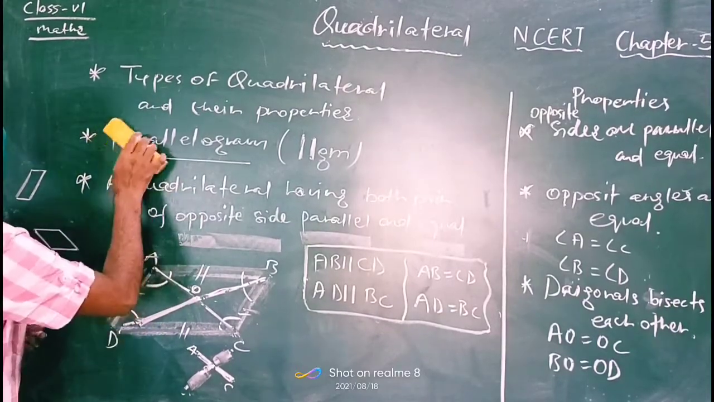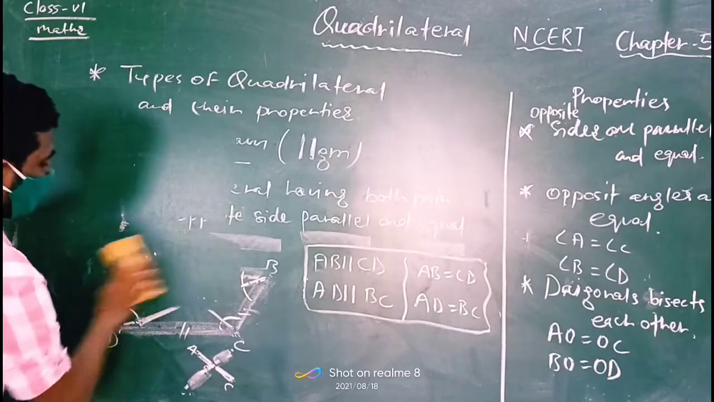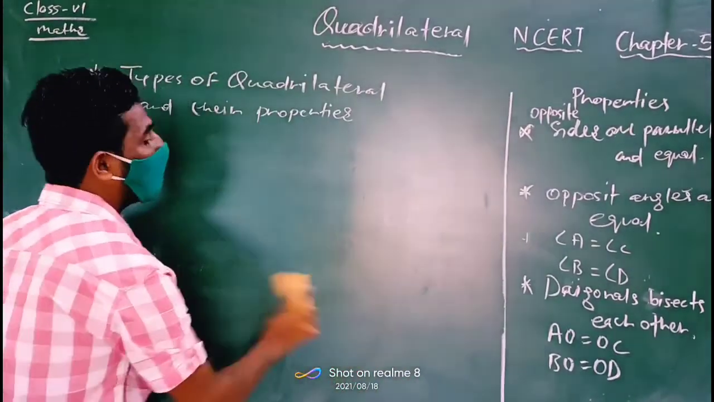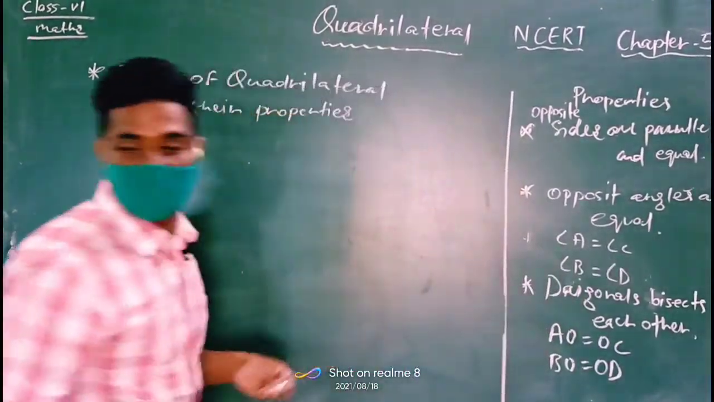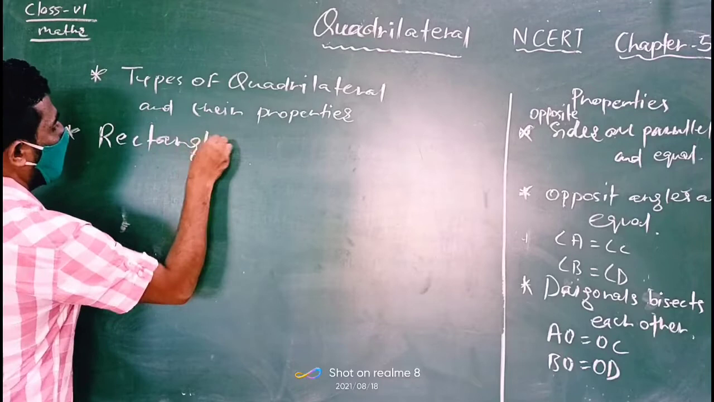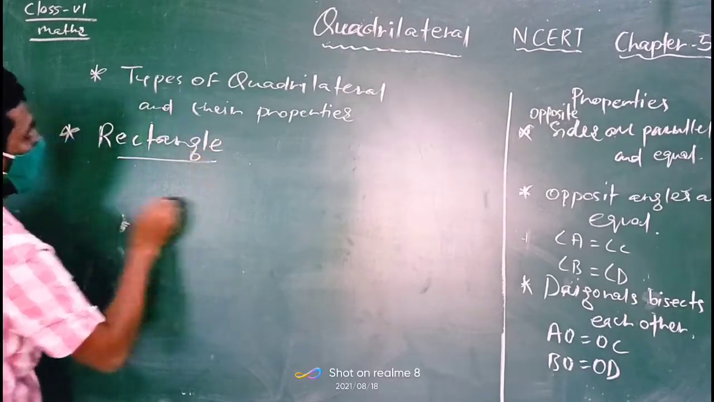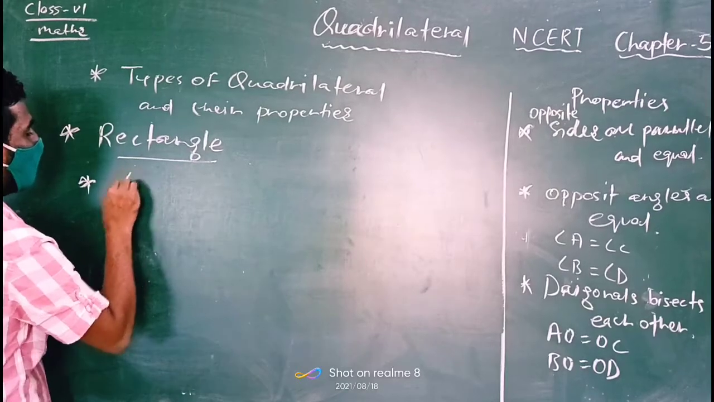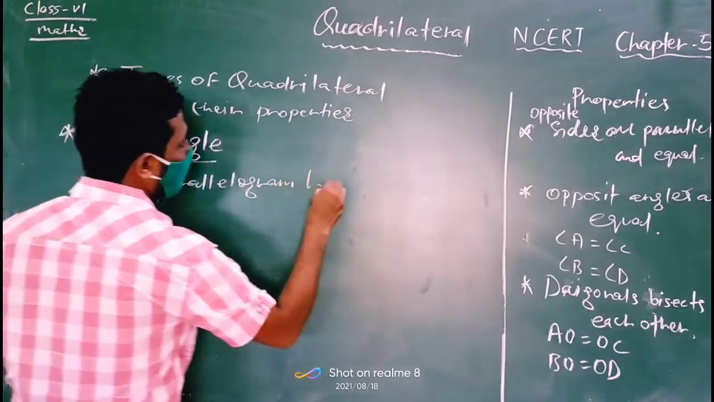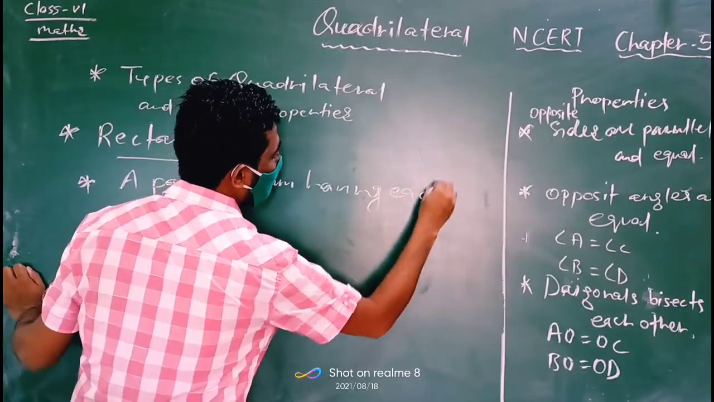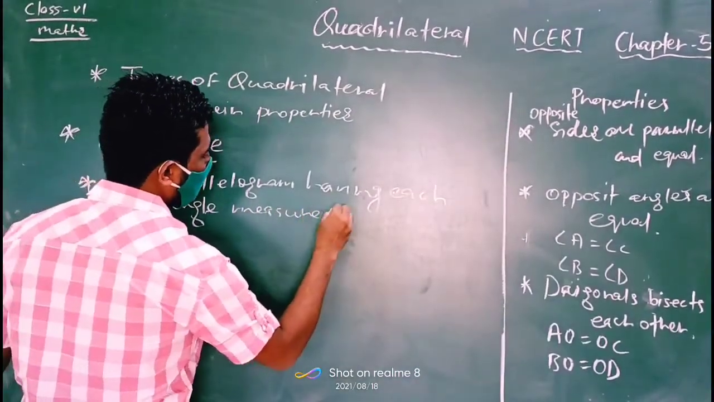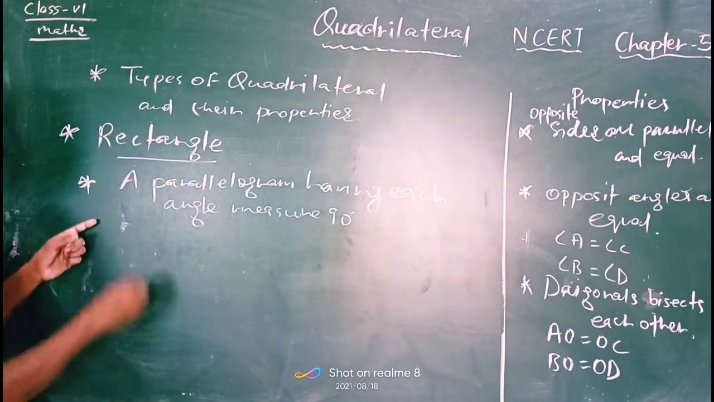Now I will discuss the next topic, that will be the rectangle. A rectangle is the same as what? A parallelogram. So a rectangle is also a parallelogram. Let me first write this. Topic is rectangle. And what is a rectangle? If you write the definition, then I will write: a parallelogram having each angle measuring 90 degrees.